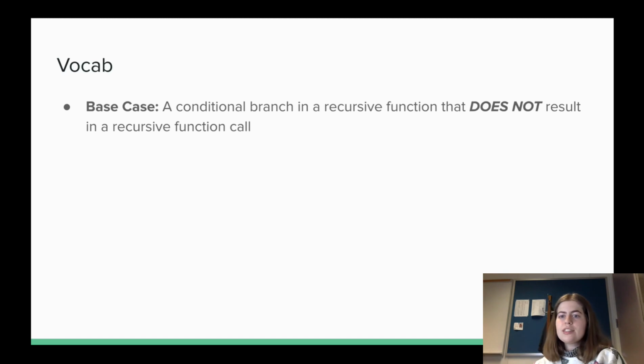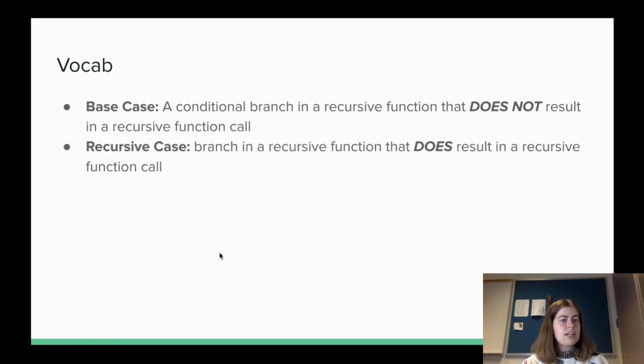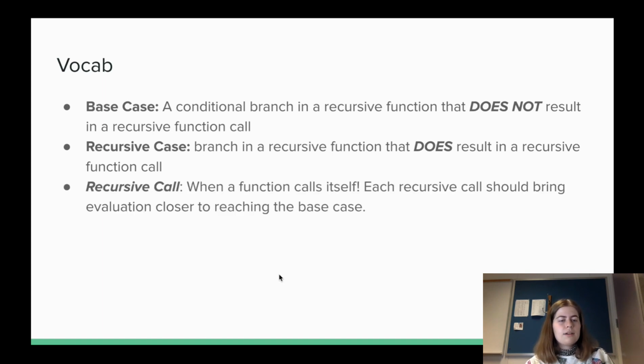So in that example we just traced through, it was the case where the low and the high were equal and we just returned the low. Okay, so that's the base case. A recursive case is a branch that does result in a recursive function call. In the example we just did, we had two recursive cases, right? We had the case where the low was greater than the high, and then the other case where that was not true. And then we also have the recursive call, which is when the function is calling itself. Each recursive call should bring the evaluation closer to reaching the base case.